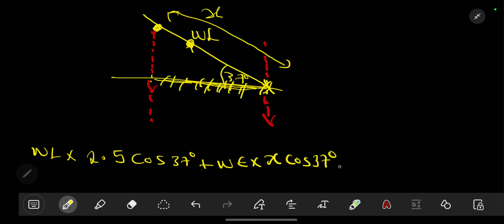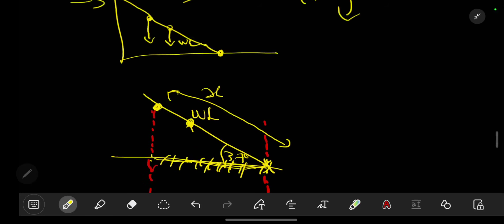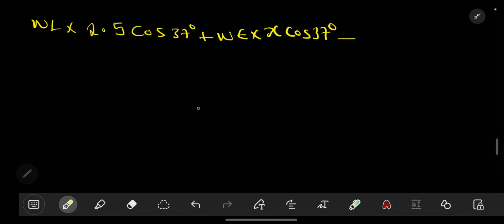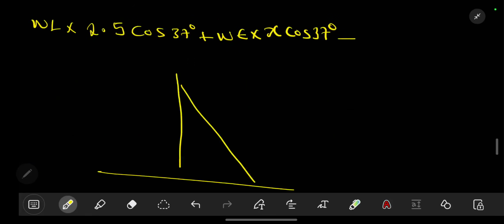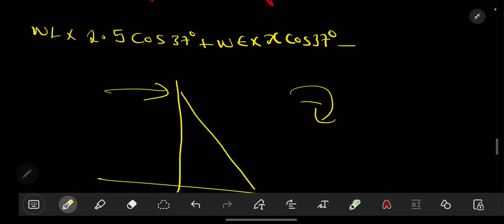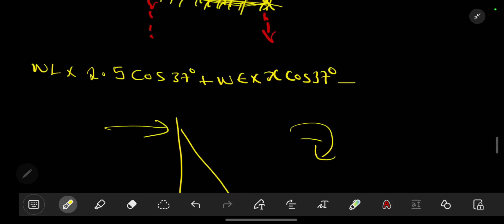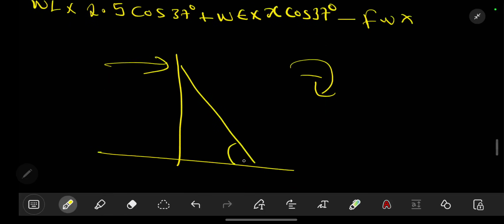Then we are going to say minus the wall. On the wall we have the wall there. So this wall wants to cause the clockwise, so it will be negative, that's why minus there. Then we have the force on the wall times the distance. So remember, the angle is here, 37 degrees, parallel axis 37 degrees. We are going to go at this point.